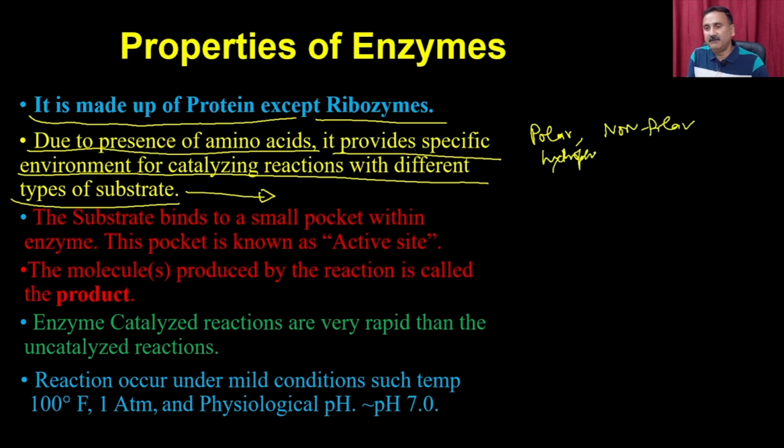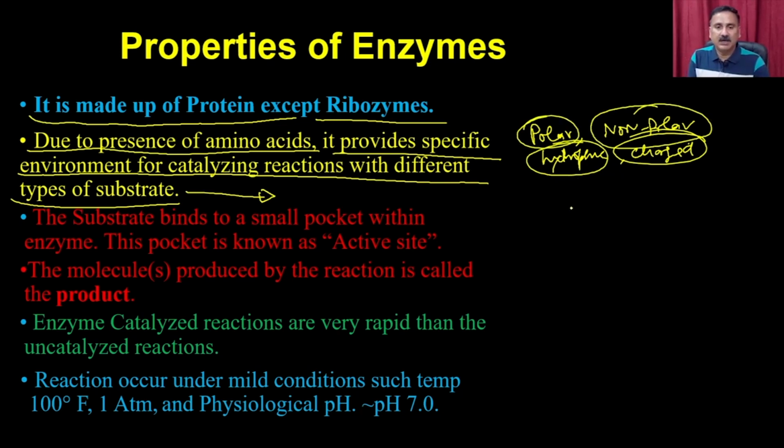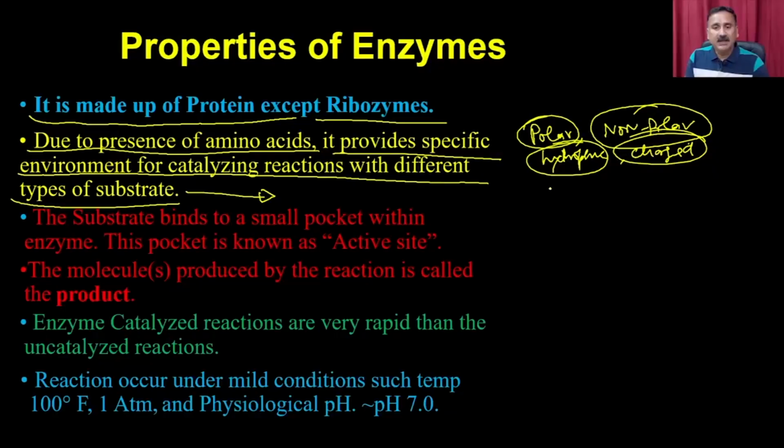Because of this, you provide a very precise and discrete environment, and because of that you provide specificity to a particular substrate. So enzymes which are for glucose will not bind fructose. The enzymes which are for DNA will not bind RNA. In fact, within the DNA also there are enzymes which only recognize a particular DNA molecule. They are very specific because a combination of these types of amino acids can provide them the specificity.